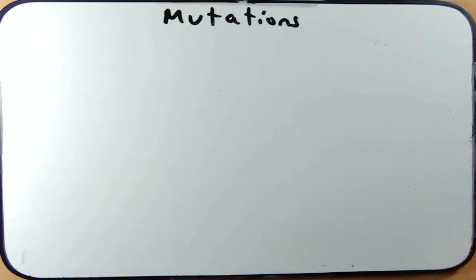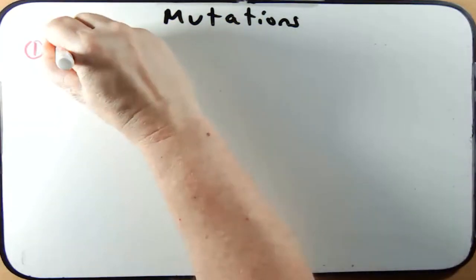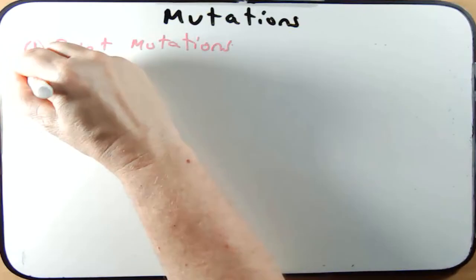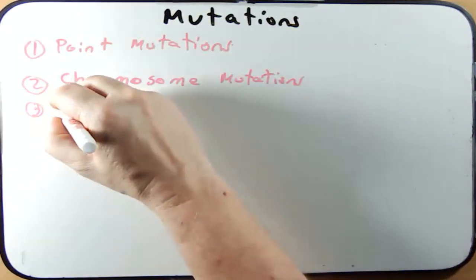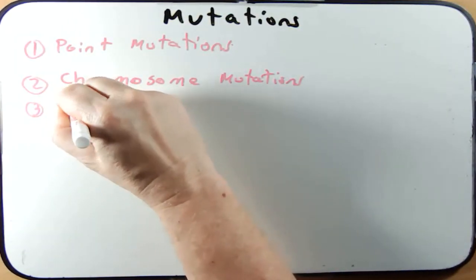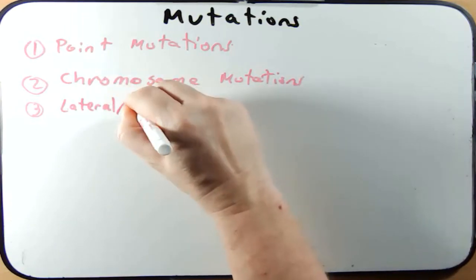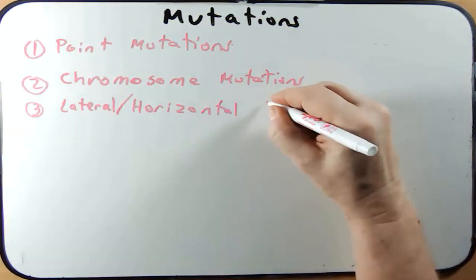There are three kinds of mutations I want to talk about. The first are point mutations. The second are chromosome mutations. And the third will be lateral, or sometimes we call them horizontal, gene transfers.